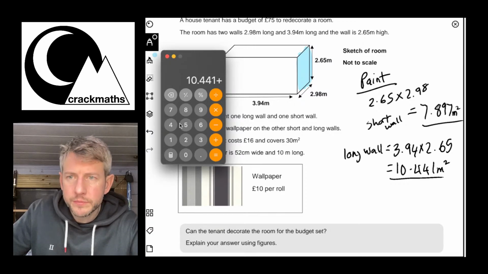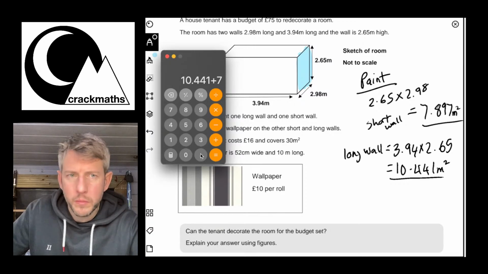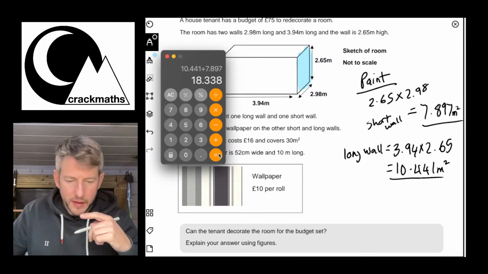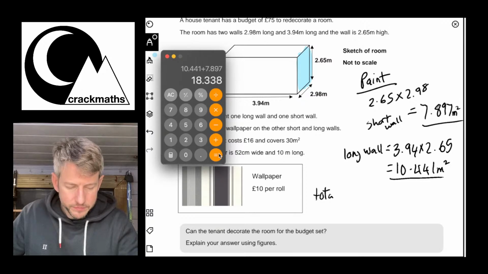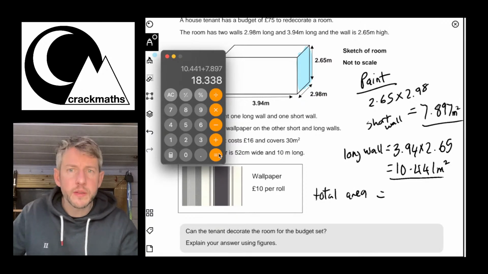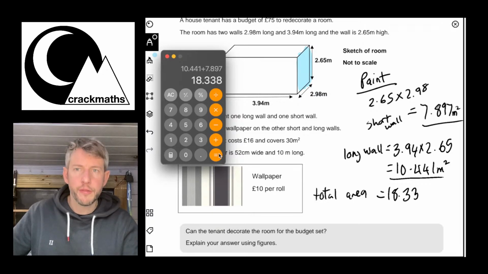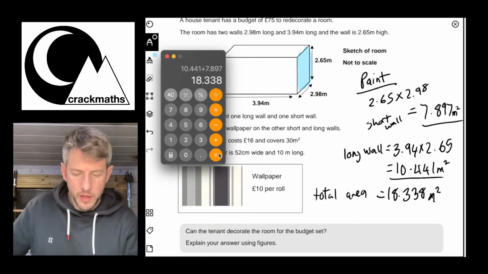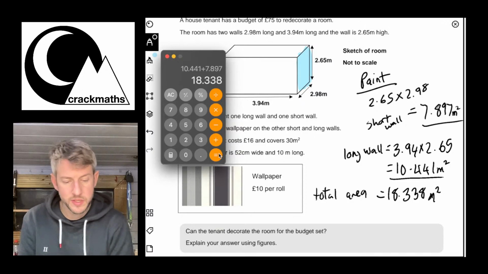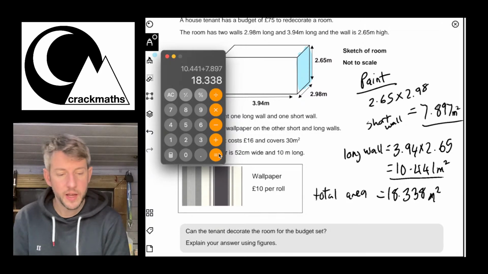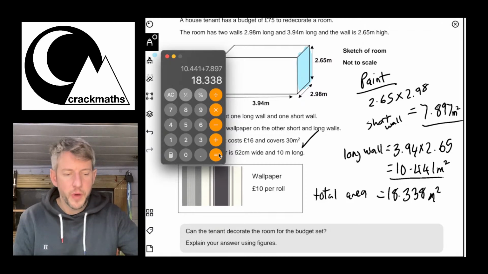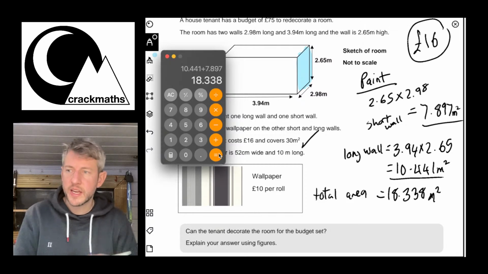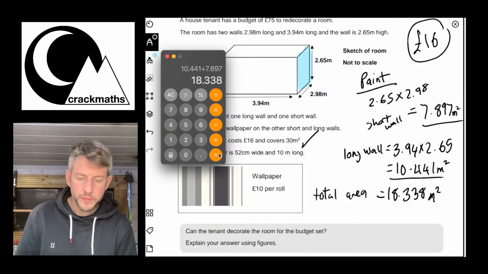So if I add the other one, 7.897. And so that equals a total area. Well, it's the same for both of them actually. Total area equals 18.338 meters squared. Okay, a tin of paint costs £16 and covers 30 meters squared. Okay, so fine, the paint is good. We're good for paint. Okay, so tick. But we do need to remember that we've spent £16.